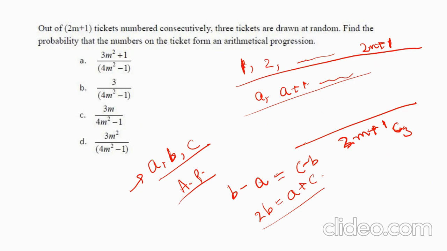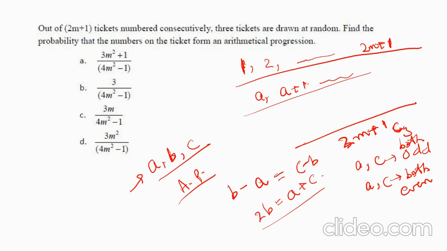Now this 2B is an even number. So when 2B is an even number, A and C need to be either both odd or both even, right? So if A and C are both odd, or A and C are both even, this is clear. So A, C need to be both odd, or A, C need to be both even, right?